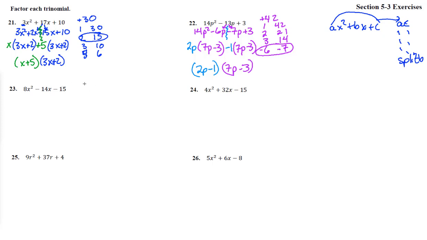8 times a negative 15 is negative 120. Oh, this one's going to be a long one. 1 and 120. 2 and 60. 3 and 40. 4 and 30. 5 and 24. 6, yeah, 6 and 20. 7, nope. 8, yeah, 8 goes into it 15 times. We did that to get 120. 9, nope. 10 and 12. And then 11, nope, 12. Wow, that's a long list.